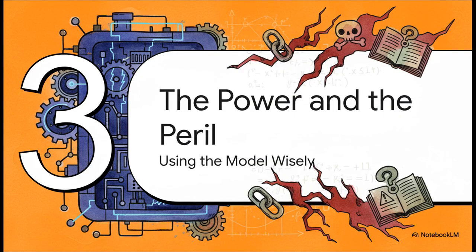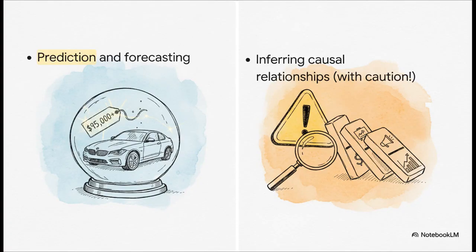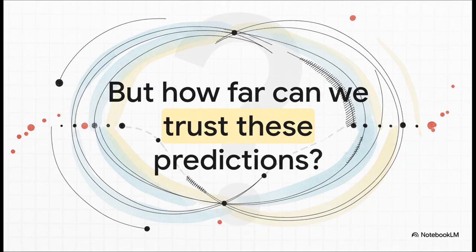So we have this powerful model. But like any powerful tool, it comes with some pretty serious warnings. We have to use it wisely. There's power here, but there's also peril. Broadly speaking, there are two big things you can do with a model like this. The most common is prediction and forecasting. Like predicting the price of a car. The second thing, and you have to be really careful with this one, is trying to infer that one thing actually causes another. So when we're making these predictions, we have to know where the model is on solid ground and where it's just guessing.